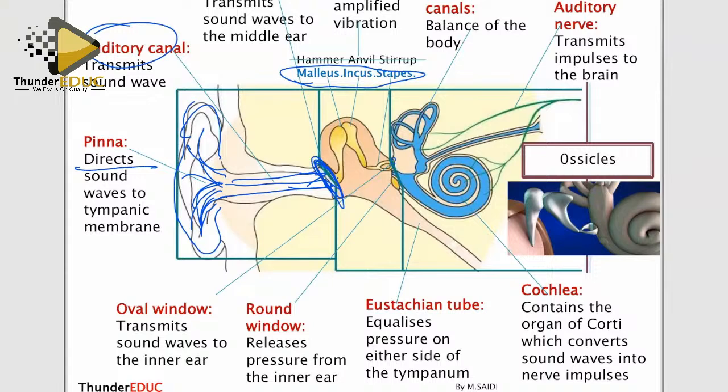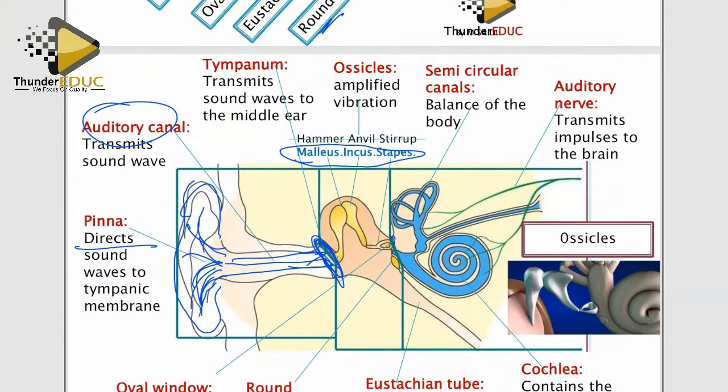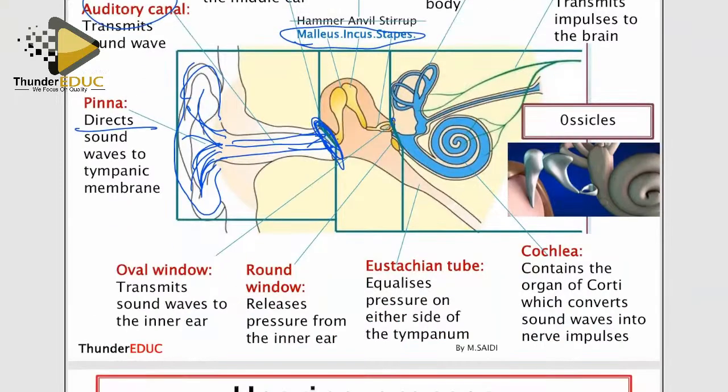Now these bones, we call them ossicles. The three bones found in the ear, we call them what? Ossicles. These are the smallest bones in the human body. That is the malleus, the incus, and the stapes.